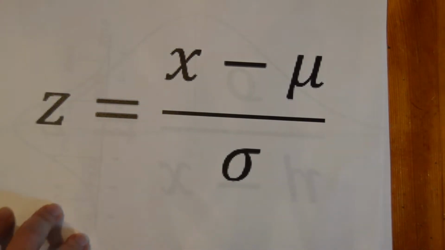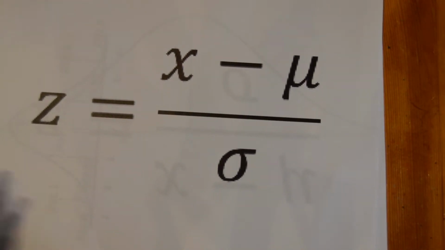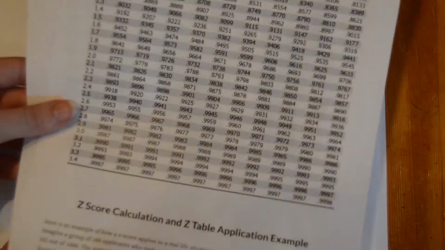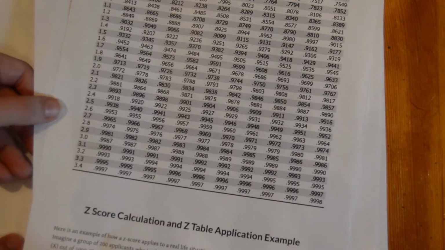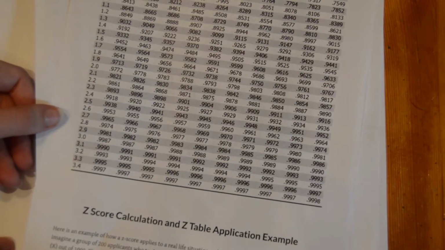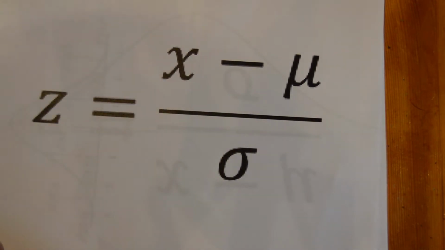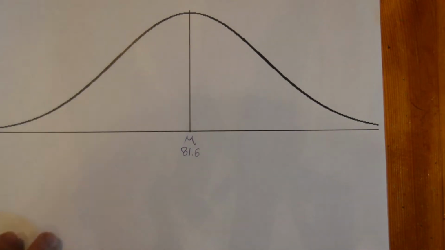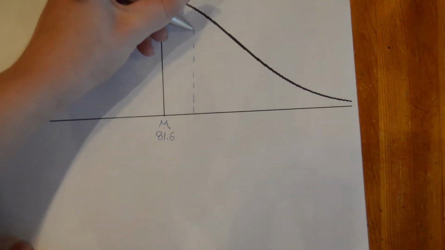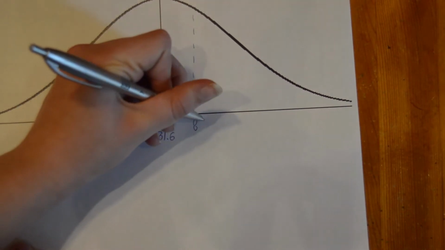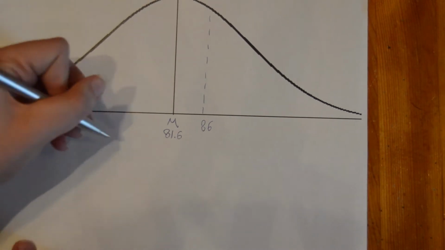But wait, that's not all. With this number, we can use this beautiful chart to find the corresponding area, which will give us the position of the x in relation to the data. So with an x, let's just say of 86, which should be somewhere around here, we can use the equation.